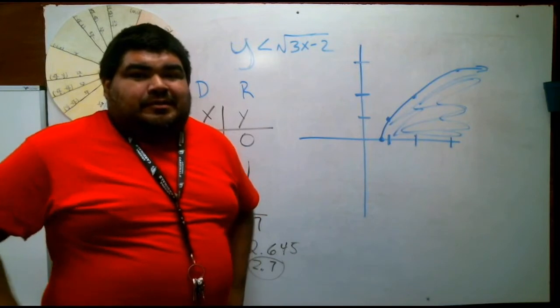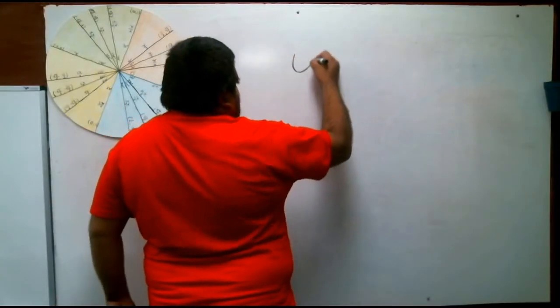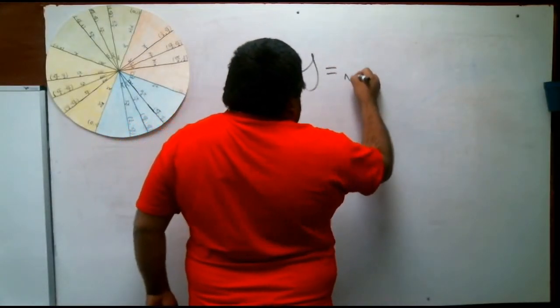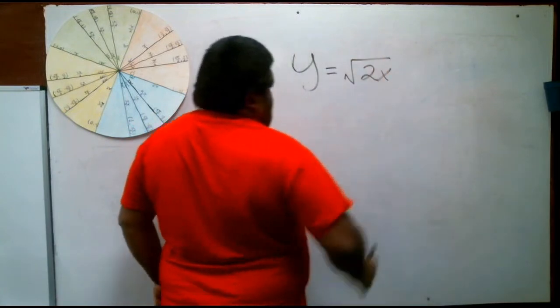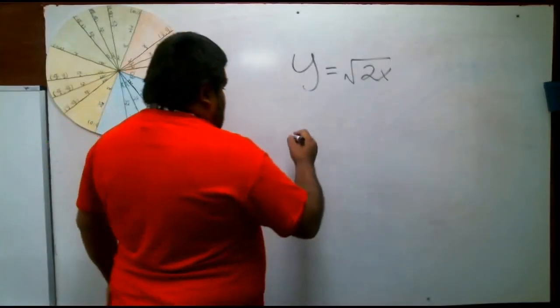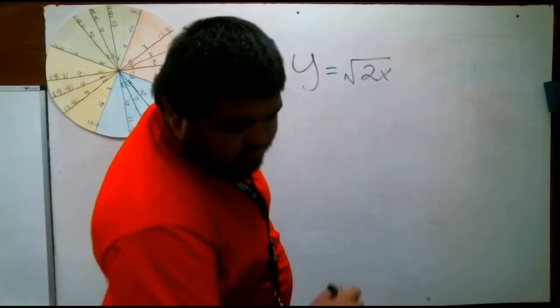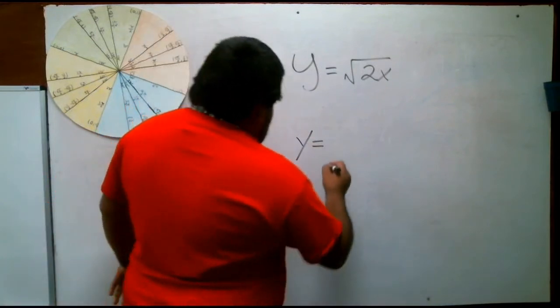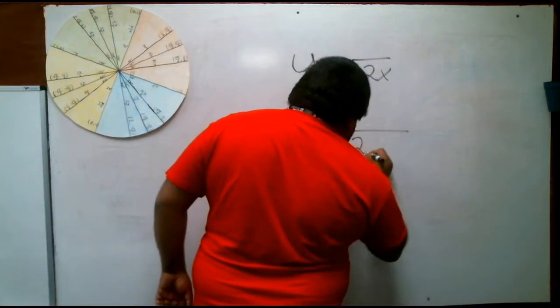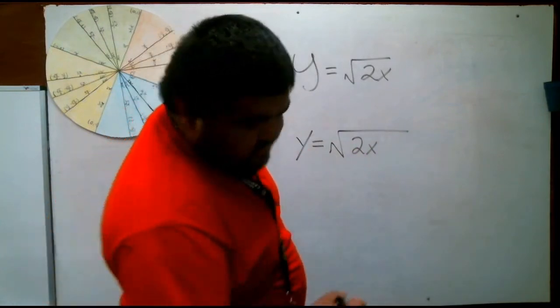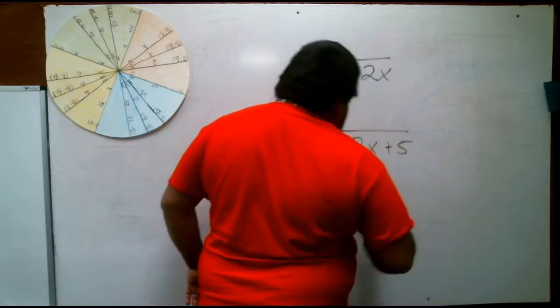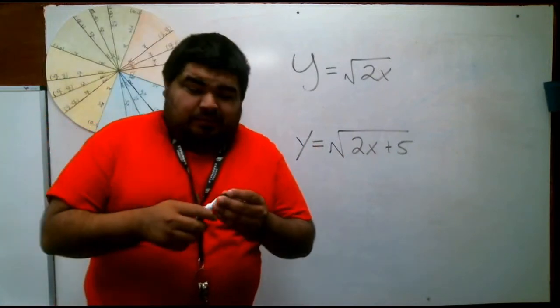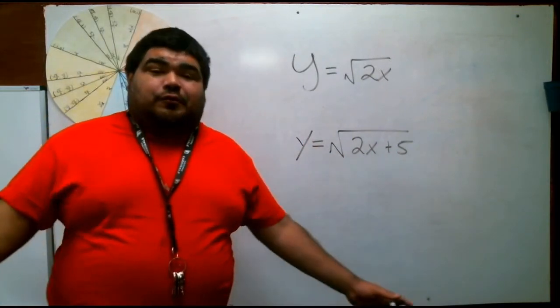So here's your assignment for today. All right, guys, so your assignment for today is, we have y equals radical of 2x, and then we have y equals radical of 2x plus 5. Okay? Those are our 2 examples for today, or your 2 assignments for today.